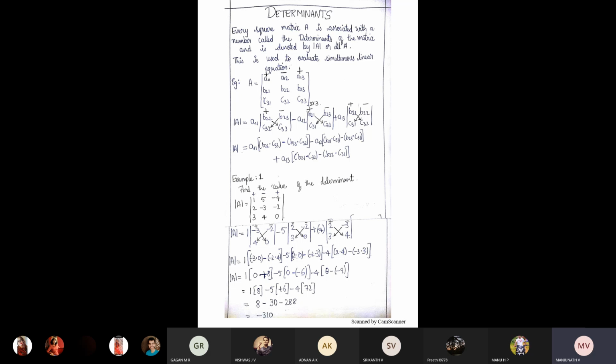In the previous class, we were addressing matrices. A square matrix is one where the number of rows and the number of columns are equal. Here we say determinant. This determinant is a numerical number which represents your square matrix. You can find out that particular value.